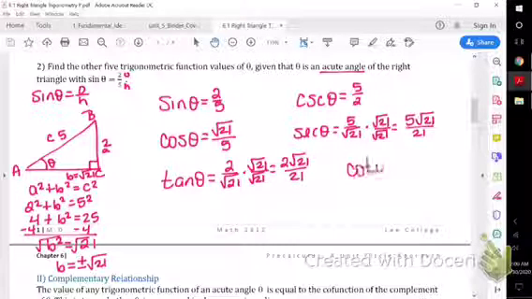And then cotangent is a reciprocal of tangent, so it's going to be adjacent over opposite, so it's going to be the square root of 21 over 2. And so there are my 5 other values that we did not have.